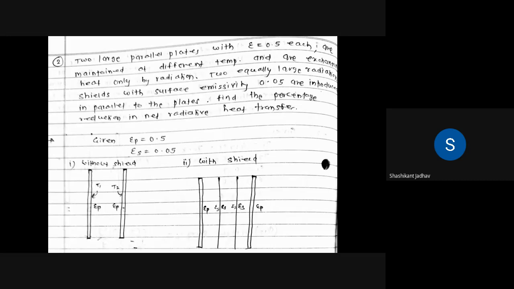So whatever the two radiation shields are there, on both sides we have to take epsilon s as the emissivity for the radiation shield. The emissivity of both sides of the two radiation shield plates will be the same, and the notation given is epsilon s. Okay, so for these two cases we have to write down the formulas and find out the percentage reduction in heat flow. Okay, I will give 5 minutes to all.